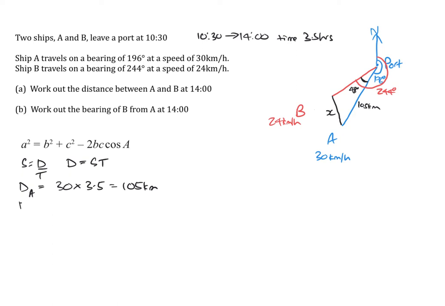And then the distance for B is 24 kilometers an hour, that's the speed for ship B, multiplied by the same time, 3.5, which is 84 kilometers. So that's 84 kilometers here.